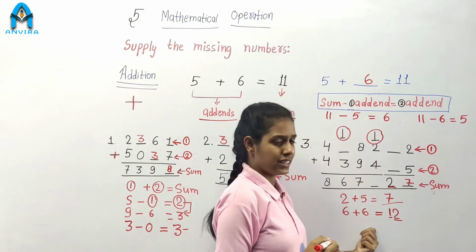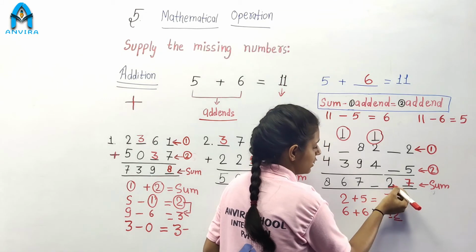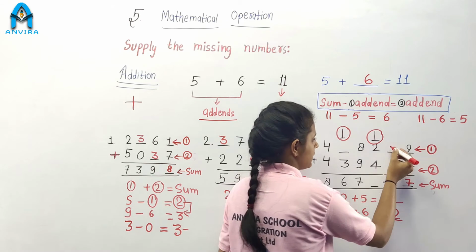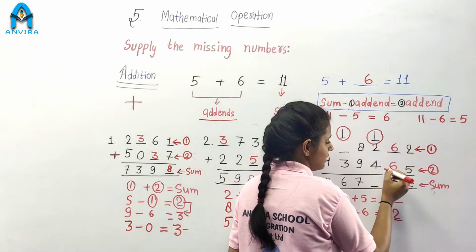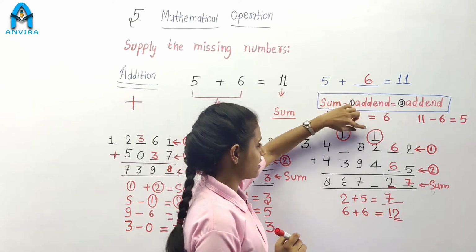6 plus 6, write 2 here and 1 is carryover. So 6 and 6. Right. Now let's go to the next.